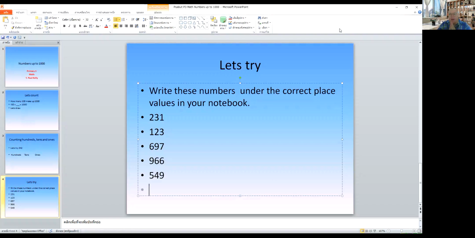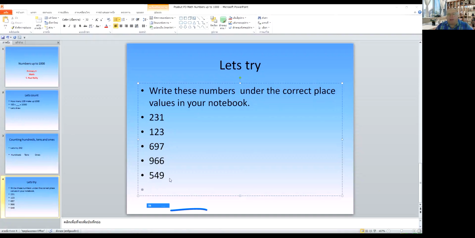Good morning and welcome to Mathematics for Primary 3. Today we're going to start off by looking at our homework. And the homework was to write these numbers under the correct headings. Here are our homework answers.